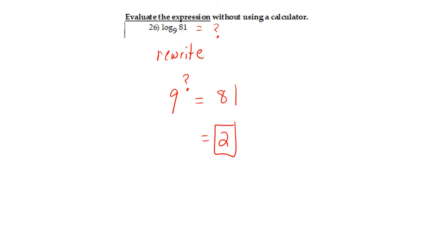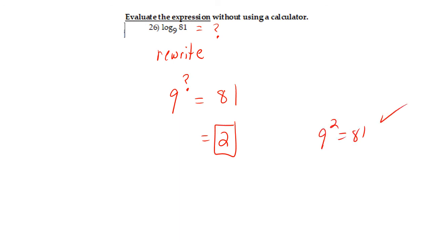Now here we're going to evaluate without using a calculator, so I would basically rewrite this in exponent form. We see that the base is 9, and we don't know what the exponent is equal to, and that is equal to 81. So what exponent is required for 9 to turn into 81? Of course that would be 2, because 9 squared is equal to 81.